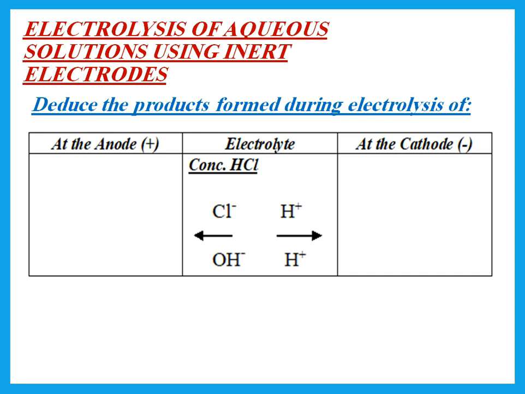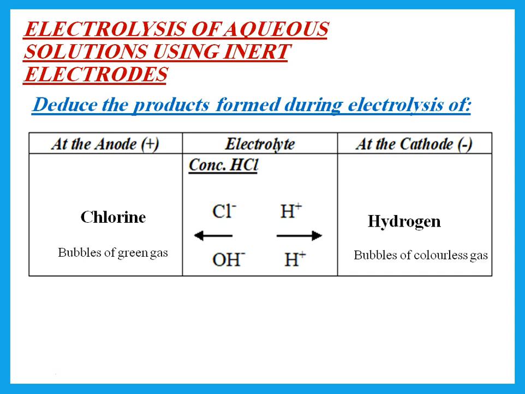How do we decide? If we're deciding between chloride and hydroxide, the one present in larger amount is the one that reacts. We're deciding between what? Chloride and hydroxide. The one present in larger amount is the one that reacts. So if we say concentrated, that means I have more chloride, so it's the chloride that reacts to give chlorine, and I see bubbles of green gas. At the cathode here, my only choice is the H+ ion, so it reacts to form hydrogen. So what I see is bubbles of colorless gas.